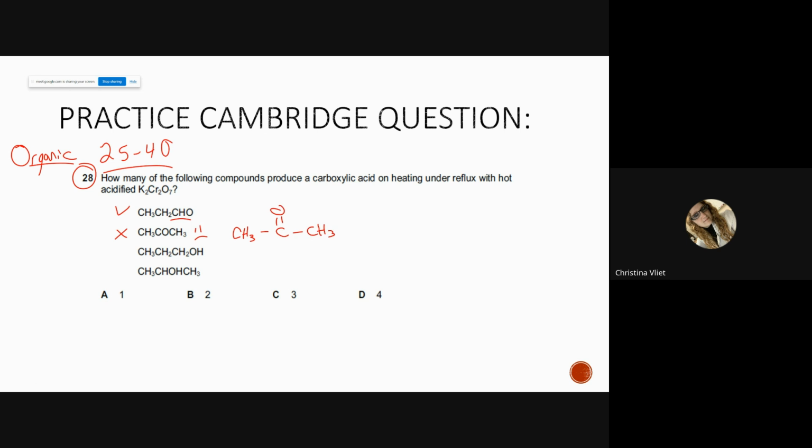Next. What about that primary alcohol? Is that looking like it could be a carboxylic acid? Sure, because primary alcohols become aldehydes and aldehydes become carboxylic acids, right? So check mark. And then what about that one right there? CH3, CHOH, CH3. Nope. What's that? That's the secondary alcohol, and it becomes a ketone, and then it's forced to stay a forever ketone. So that's a no. The answer here is 2. Good with that?